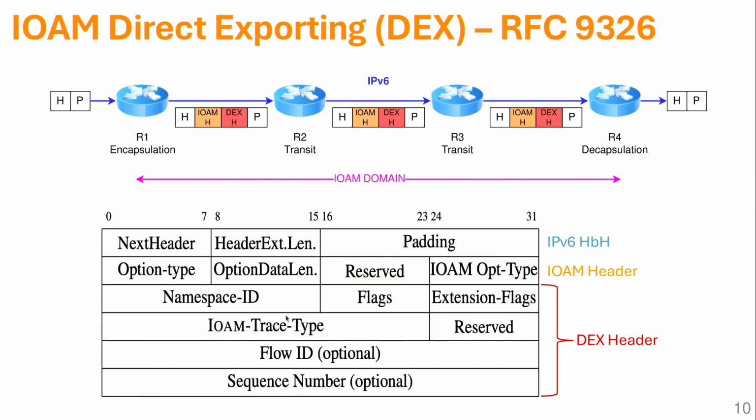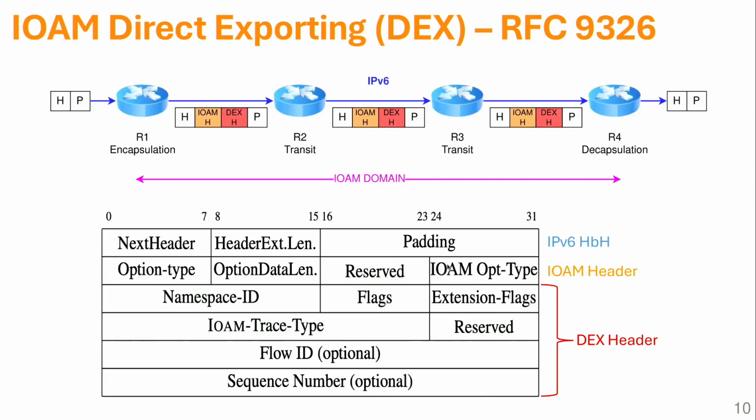Let's take a quick look at all the fields in the header dedicated to direct exporting. First, we have the namespace ID. Here we need to be very careful. It's not a Linux namespace. It's 2 totally different concepts. An IOM namespace is just to identify or isolate subparts of your network. Then we have the flags, which is an 8-bit integer. Unfortunately, it's not clear what the authors of the RFC intended to do with it, and none of them are currently standardized. Then we have 8 bits for extension flags.